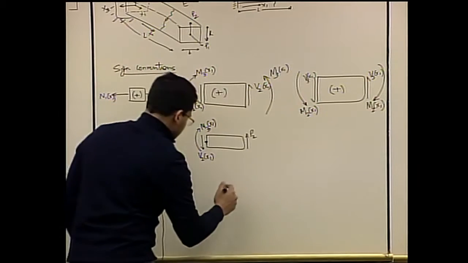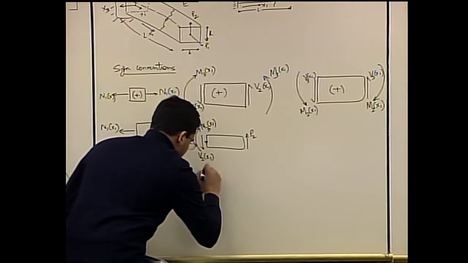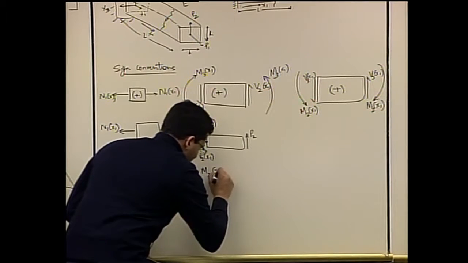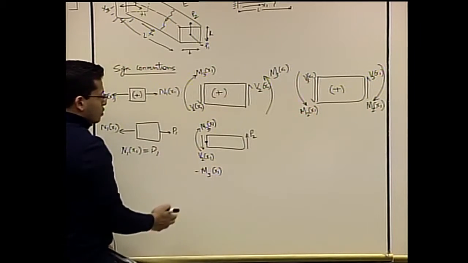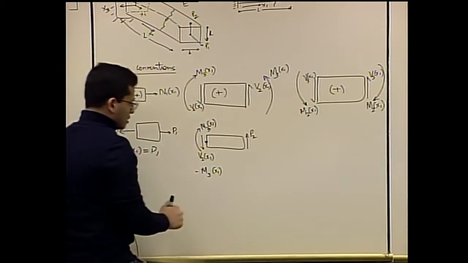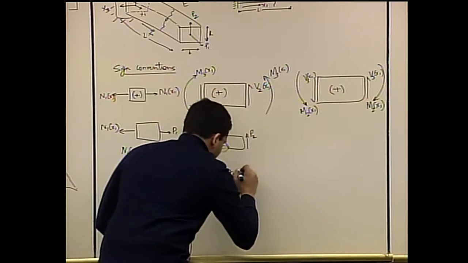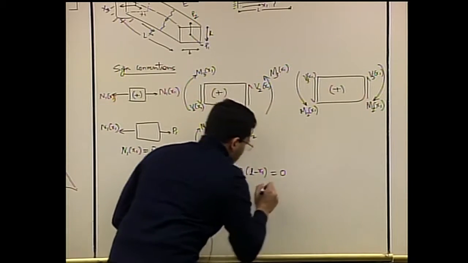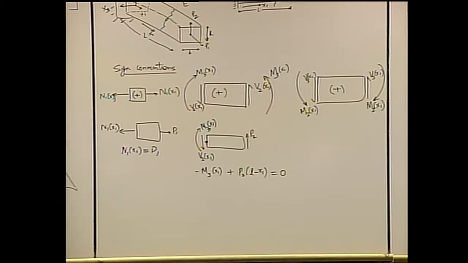So what do we get? We get M3(x1) minus M3(x1) because it's clockwise, plus P2 (L minus x1) is equal to 0. Correct?